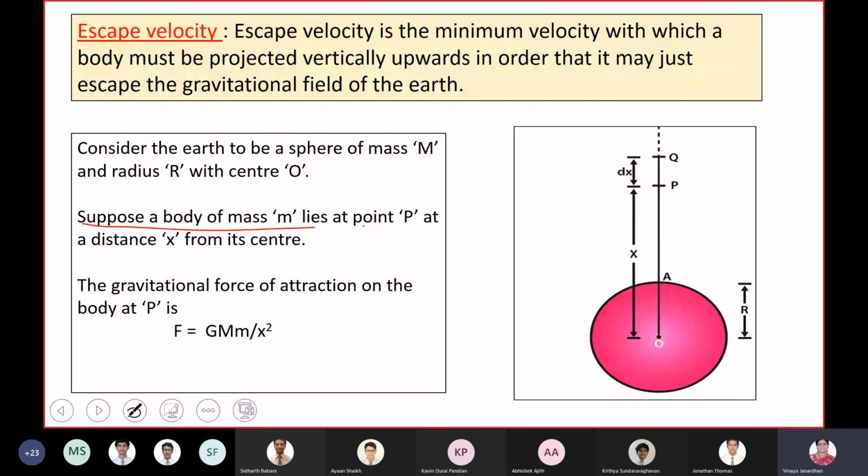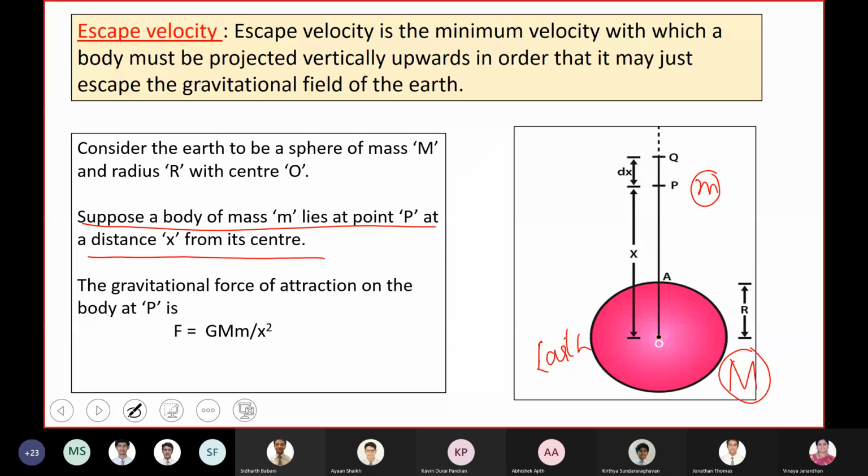Suppose a body of mass m lies at point P from its center, right? What are you considering? You're considering a body of mass m, which is at a distance of x meters from the center of the earth. So then the gravitational force of attraction between them will be capital G, mass of the earth, mass of the body, and what is the distance between the body and the earth? It is x. Is that clear, boys?